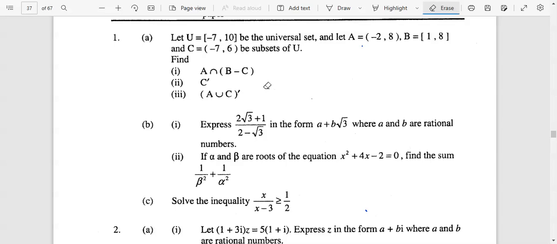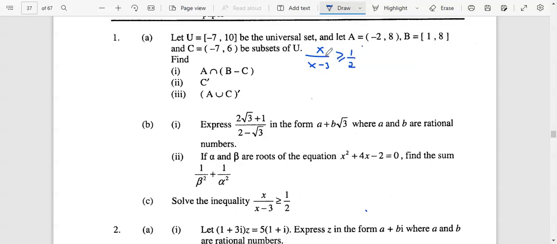We'll go to the next one. Solve the inequality x over x minus 3 is greater than or equal to 1 over 2. X over x minus 3 greater than or equal to 1 over 2.